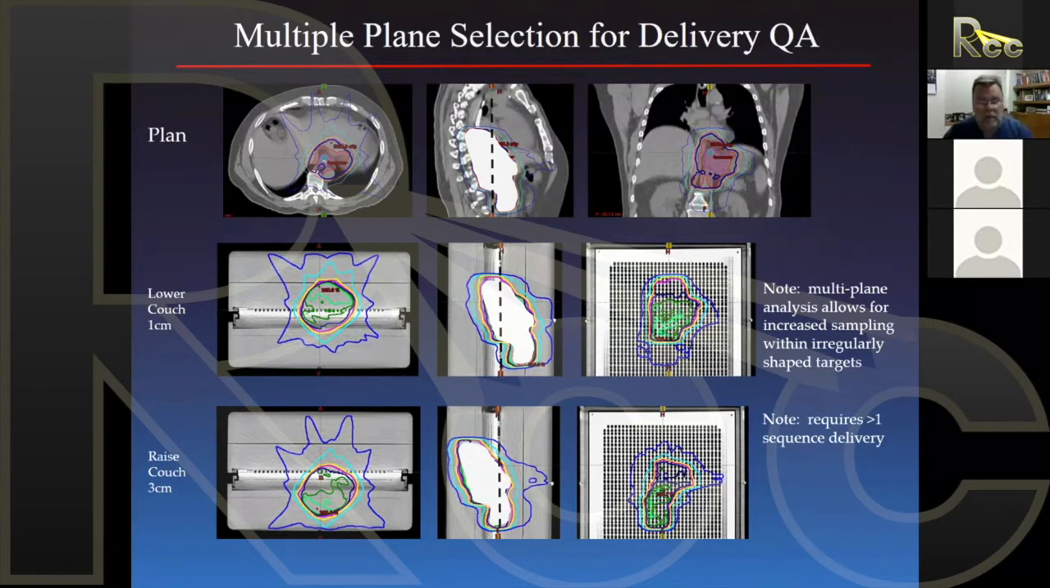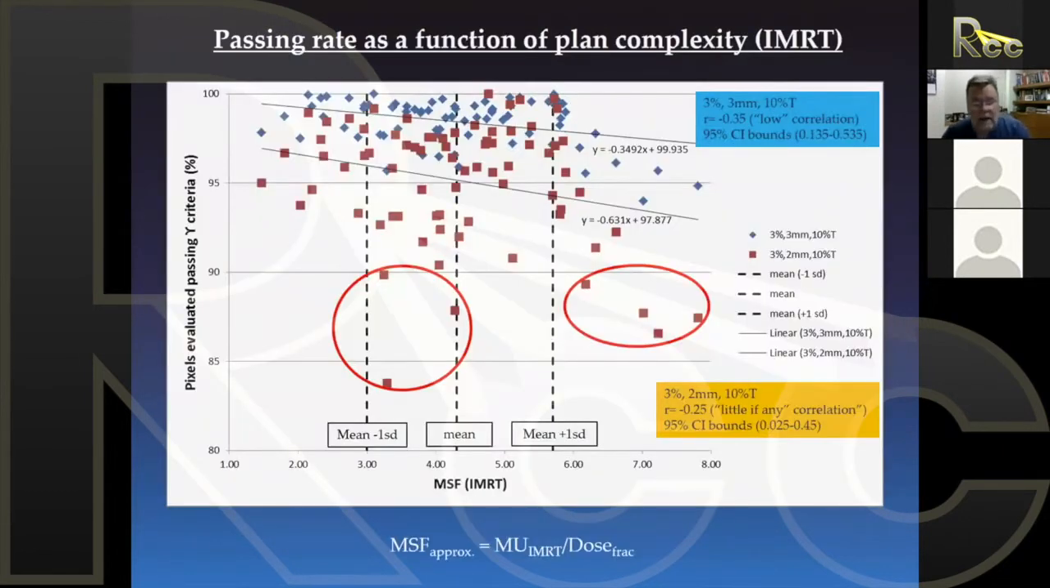Before we move on, I know this is a very busy slide, but I wanted to talk a little bit about plan acceptance as a function of complexity, or passing rate as a function of plan complexity. I've defined plan complexity here in a very simple manner. I've called it the approximate modulation scaling factor. If we have a very complex intensity map with varying intensities, this is going to require a complex leaf sequence, many small segments potentially. As we all know, the smaller the segments, the higher the monitor units because of the lack of scatter. And we're using binary MLCs, so we know that they're very inefficient.